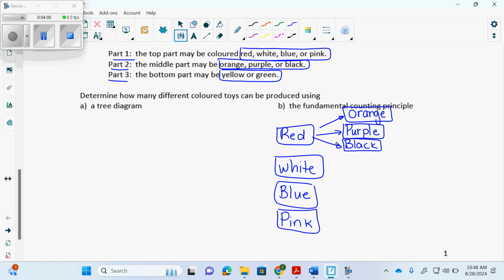Now, technically, we could put the orange, purple, black off the white, off the blue, and off the pink as well, correct? I could take those, move them down, move them down, move them down, and then have the options of part one and part two. Do you agree? Then, say off the orange, I could have what now? Green and yellow. Yeah, so I'm going to put that yellow and that green.